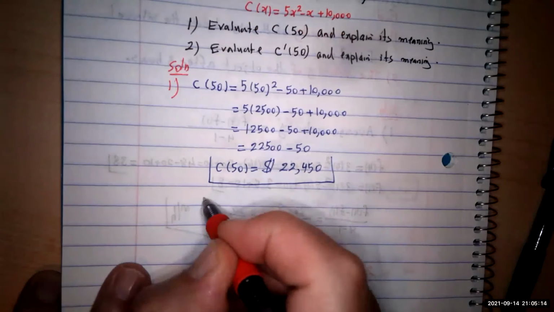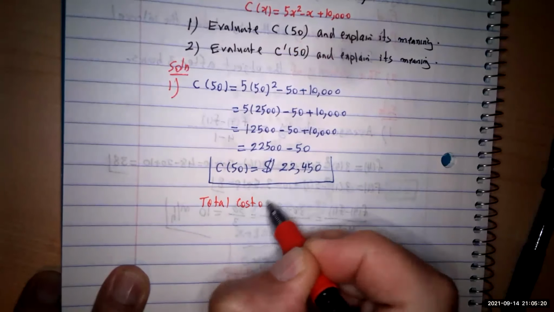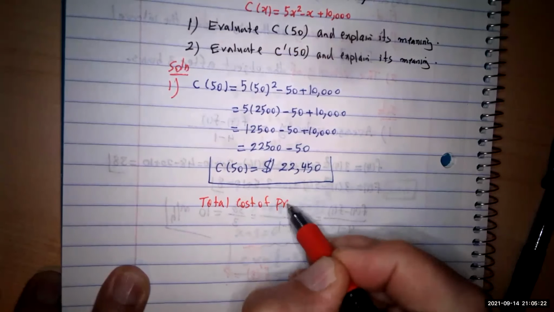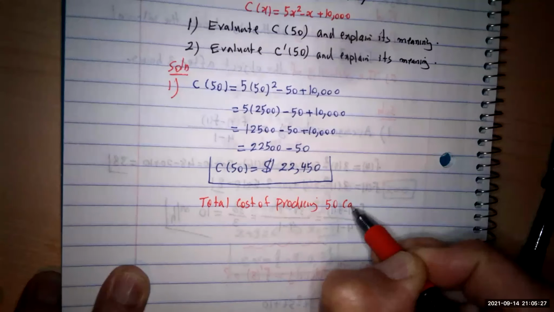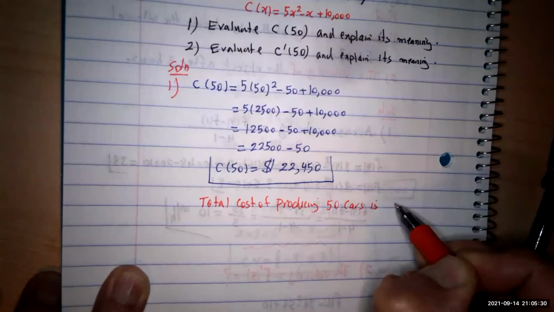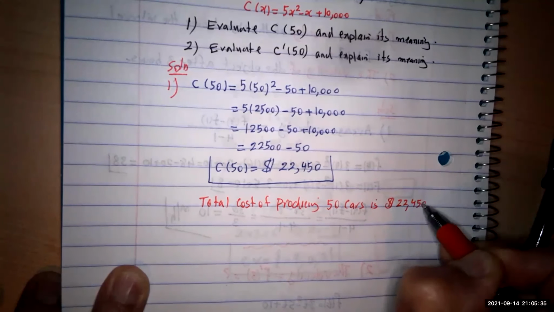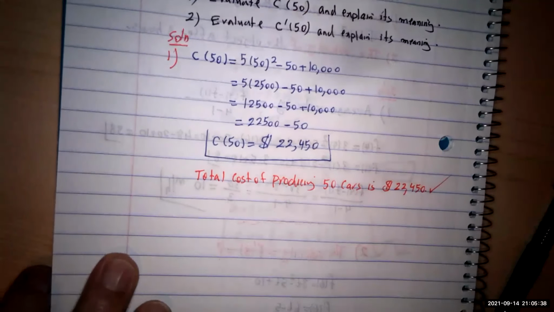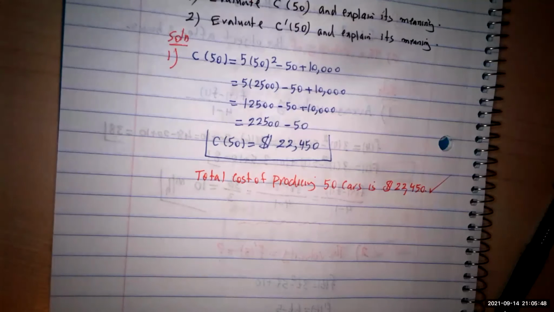A different way to do it, like what I did: the total cost of producing 50 cars is $22,450. And we're done. Okay, that's part one. Any question? So part one is the actual cost. It's exact, because you have your formula and you use your calculator.